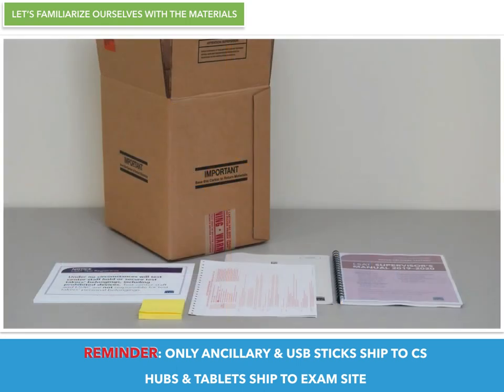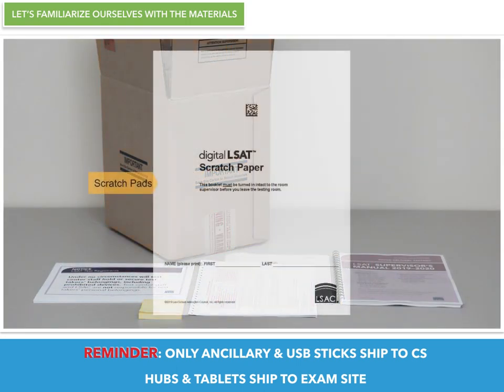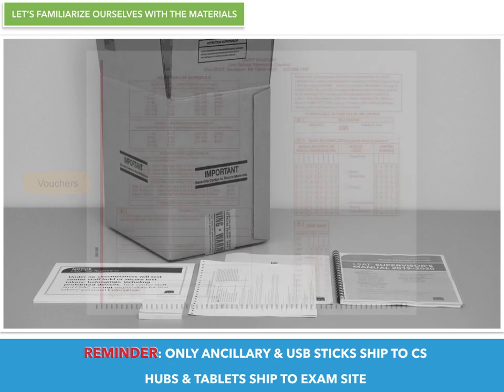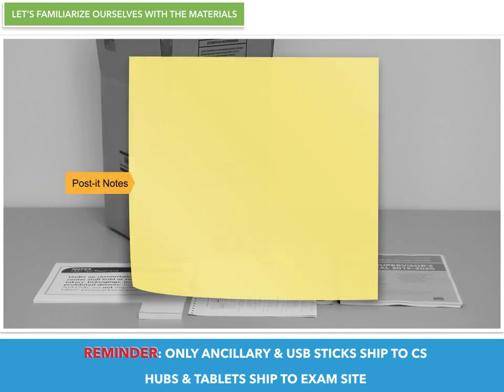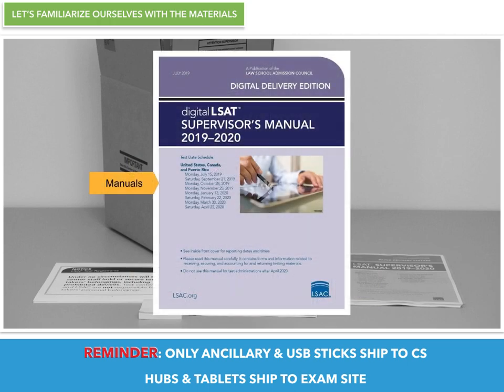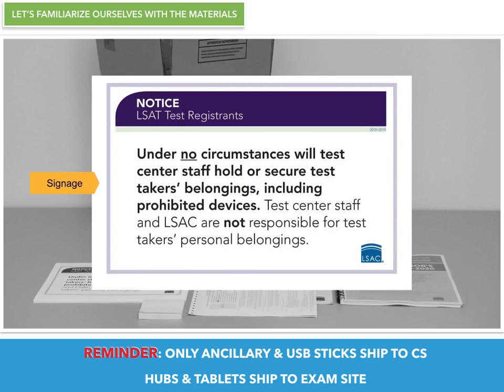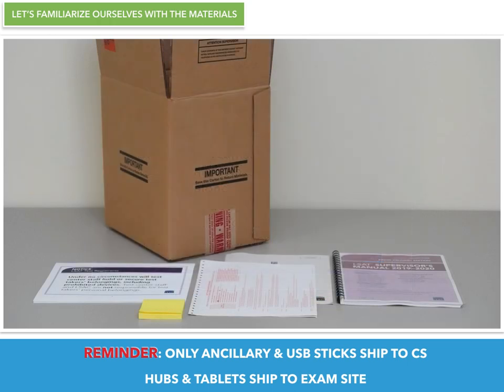The ancillary materials box contains items like scratch pads, vouchers which we will not be using, post-it notes, supervisor's manuals, and signs. This box is slightly larger than the smallest tablet case. These materials do not need to be kept in a locked area, but should be kept secure.